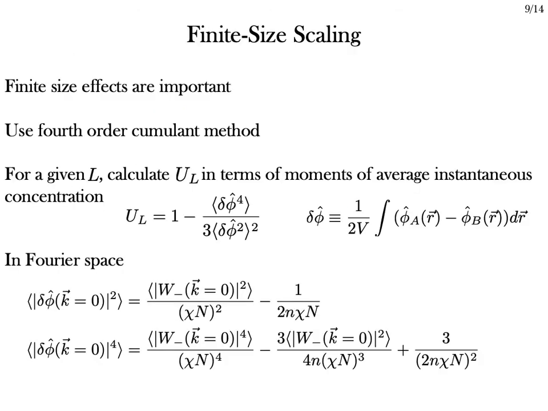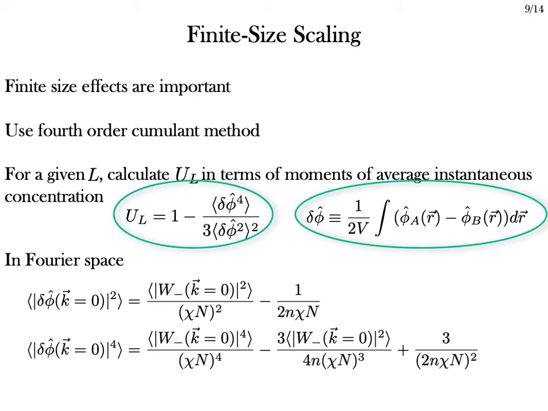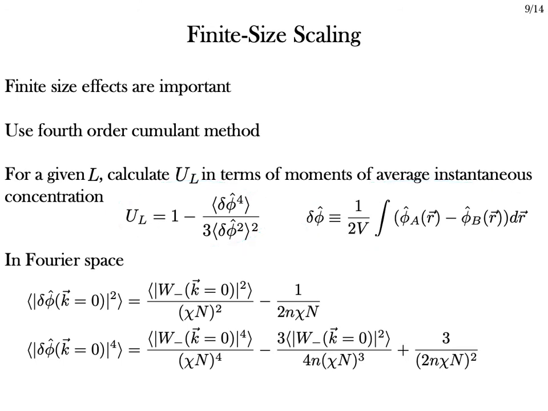Our next step is to locate the macrophase segregation transition. This transition occurs at a critical point where finite size effects are very important. In order to get around this problem, we use finite-size scaling. In particular, we use the fourth-order cumulant method. This method involves calculating moments in the difference in the average instantaneous A and B monomer concentration, that is, moments of the average composition. These moments are labeled UL.